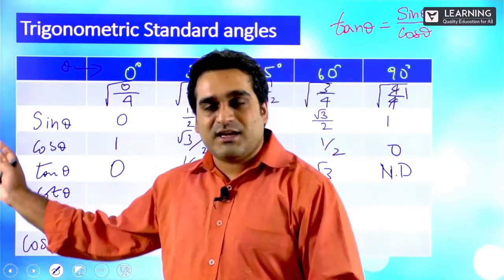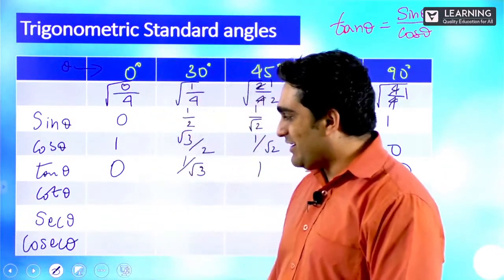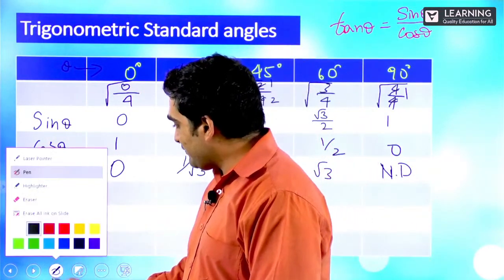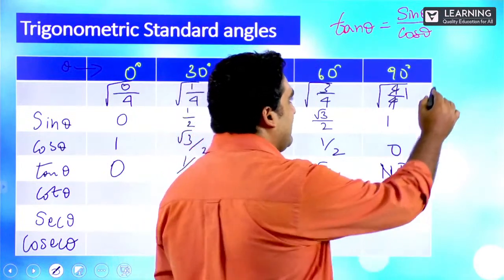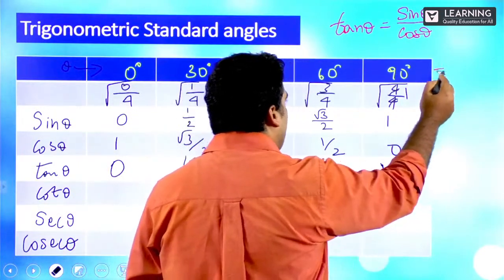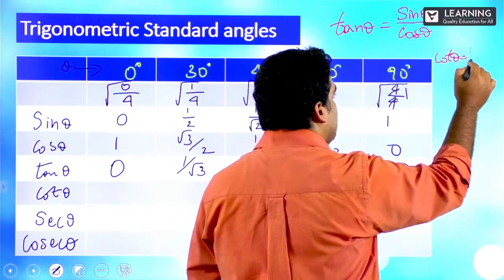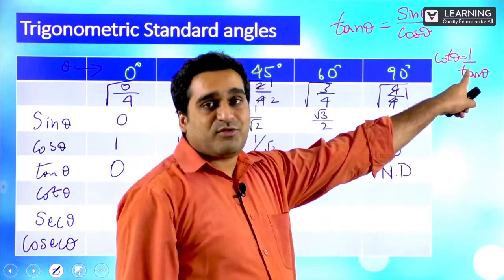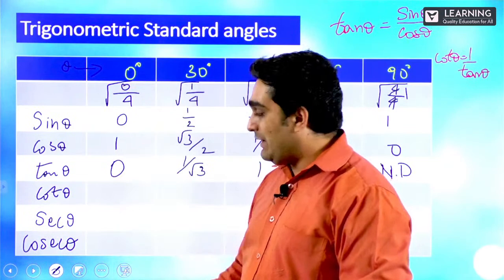Very easy way to calculate sine, cos, tan. Now, it's still fun to calculate cot, secant, and cosecant. Why? Here's a fun relation between cot and tan. Let me start with cot theta. Cot theta is equal to 1 by tan theta, which means it's just the reciprocal of tan theta. To find the value of cot theta, take the reciprocal of tan theta.